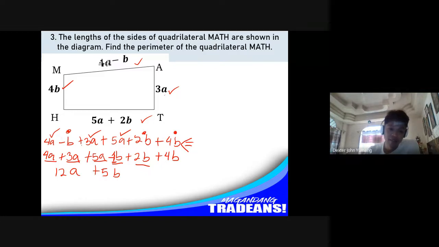Okay? Combine na natin sila. 4 plus 3 plus 5, nagiging 12. Anong variable nila? A. Next, negative 1 plus 2, that is 1, plus 4, that is 5. Then variable nila is B. So the answer here is 12A plus 5B is our perimeter. Okay? So lagyan natin ang conclusion.